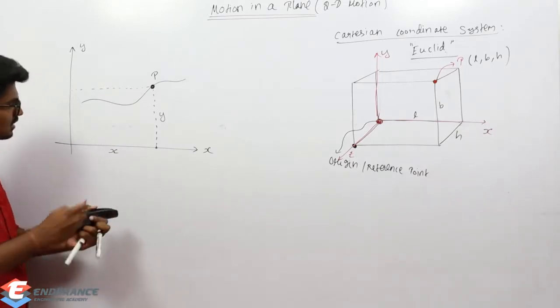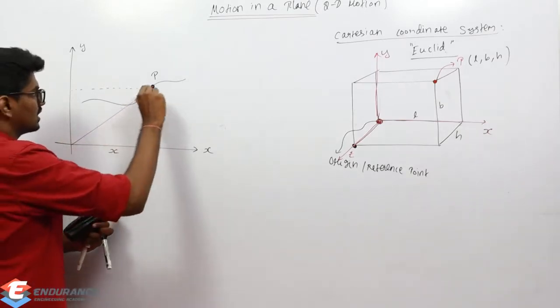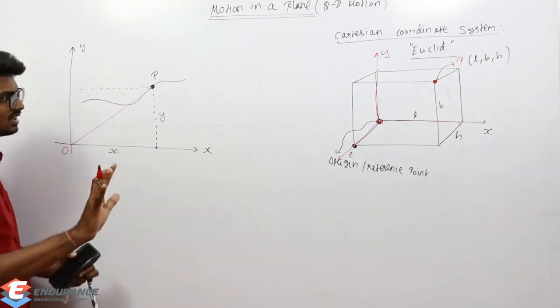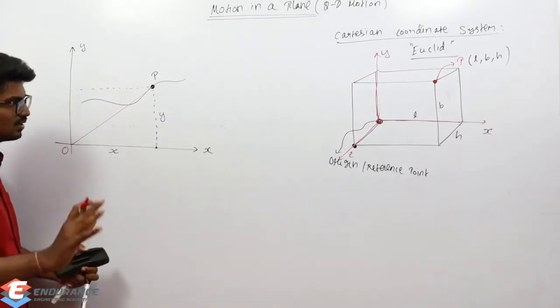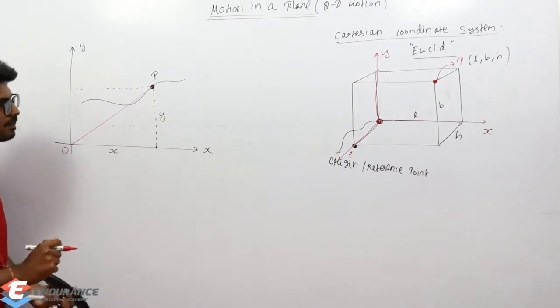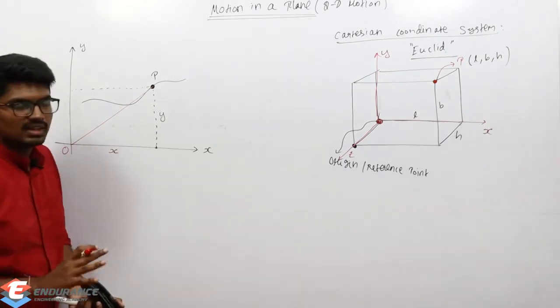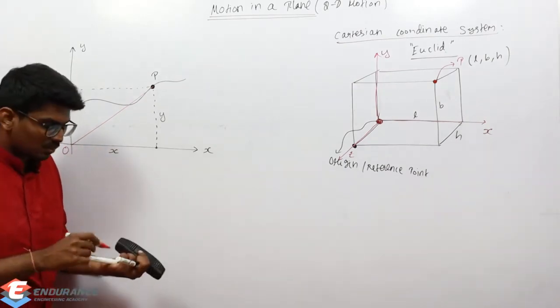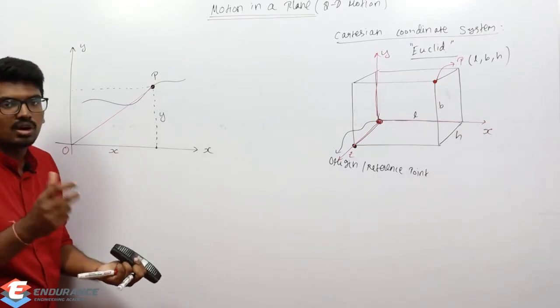And this line which is going to connect is OP, and what is the significance of OP we will see. We already know that in fact. Now this is what Euclid said from the Cartesian coordinate system, and what Newton did was he just modified something.